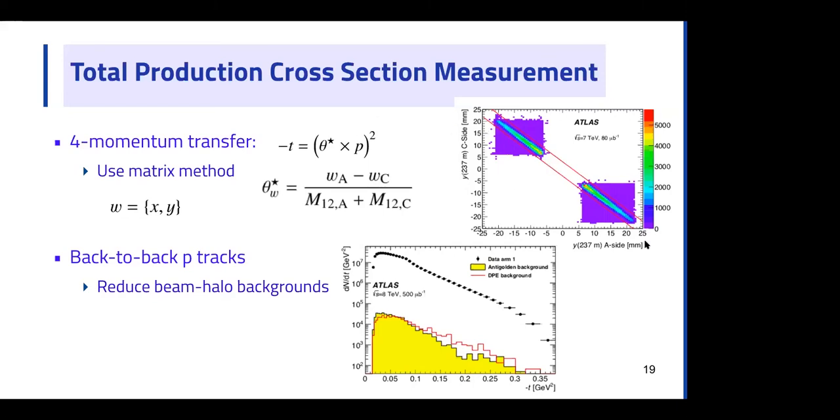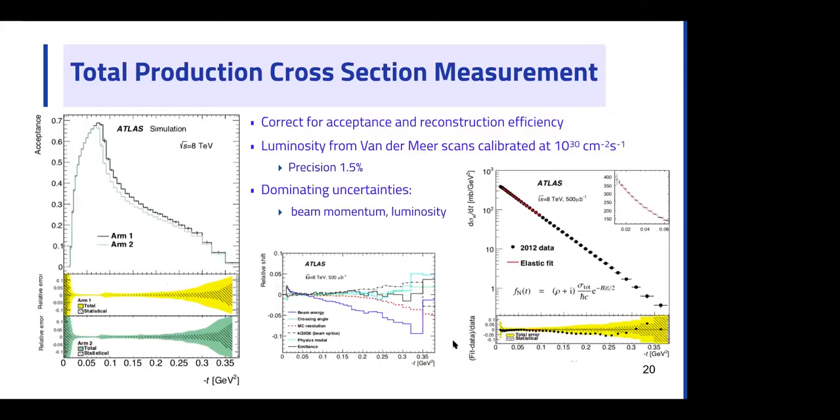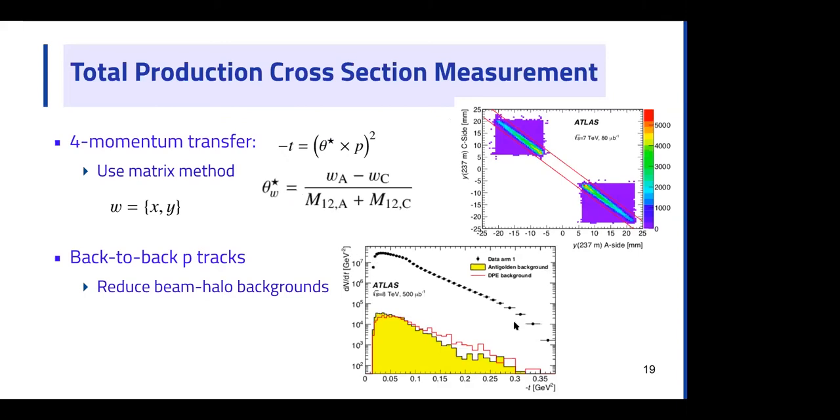In this kind of events, we have tracks back to back. Here we see the pattern. One side of the detector is opposite to the other side of the detector, and we will be looking at events that are back to back like this. Here we can see the t distribution in this lower plot for data, and we also see the main backgrounds, which are very small.